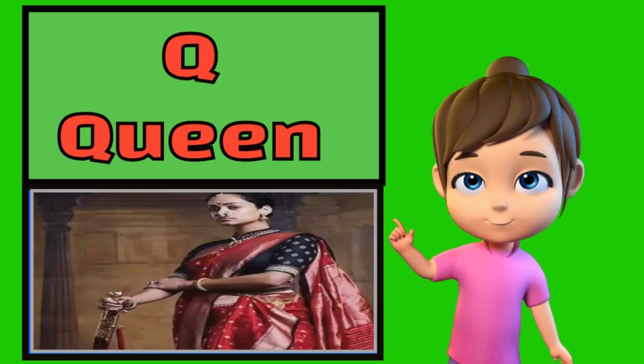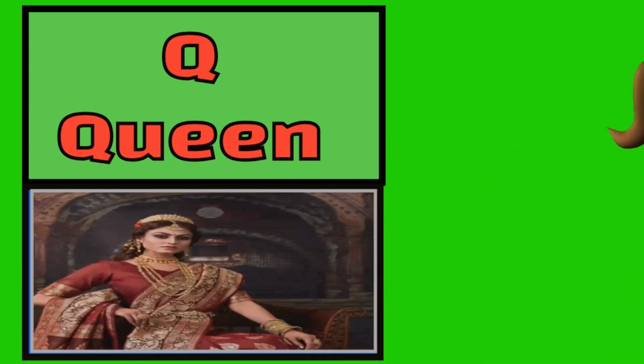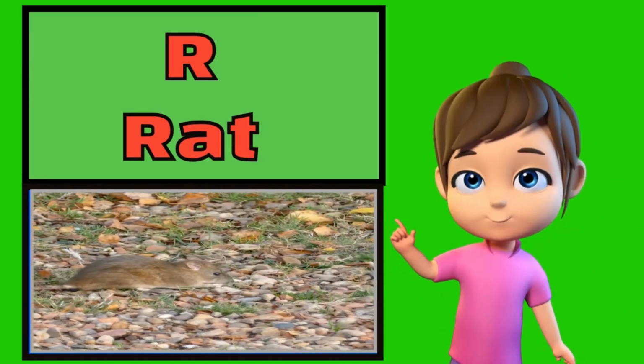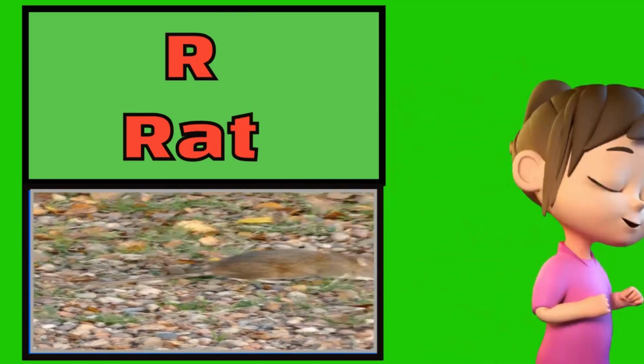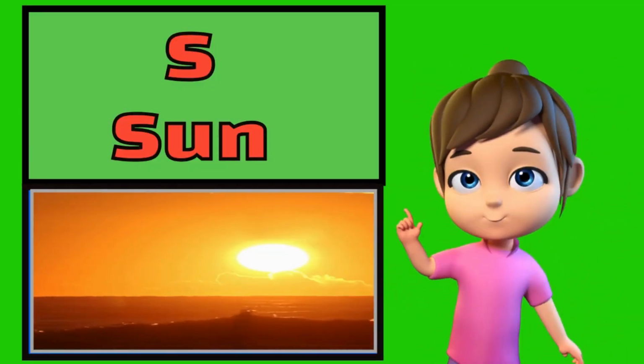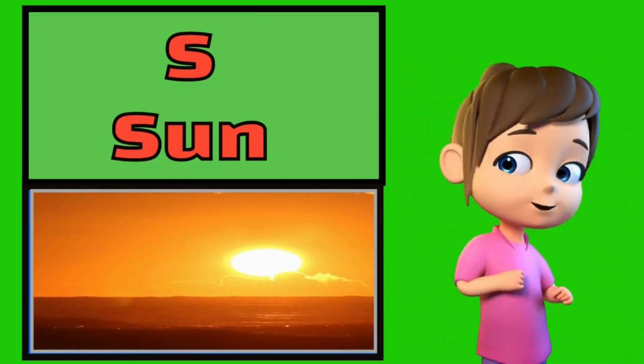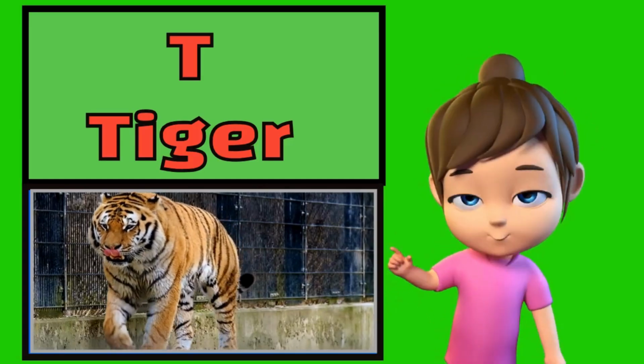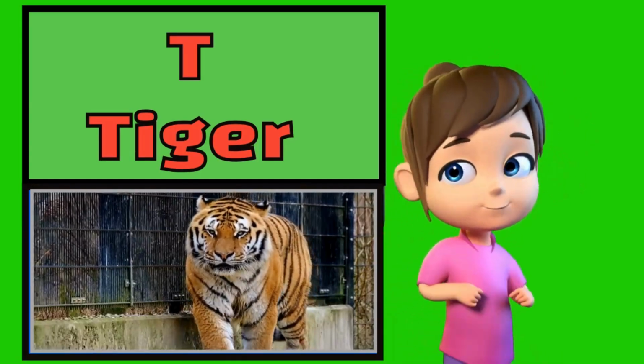Q for queen, this is a queen. R for rat, this is a rat. S for sun, this is a sun. T for tiger, this is a tiger.